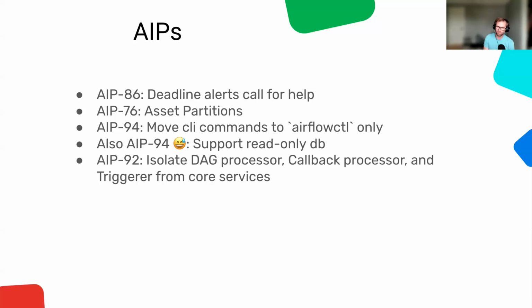There was some discussion around the AIP 76 asset partitions, and specifically around what we should support from an MVP or not. Hussein actually wrote up another implementation idea, and so there's been a little bit of movement on what that should end up looking like.